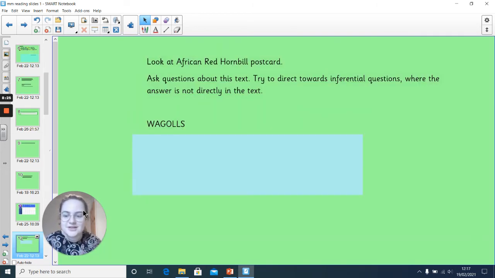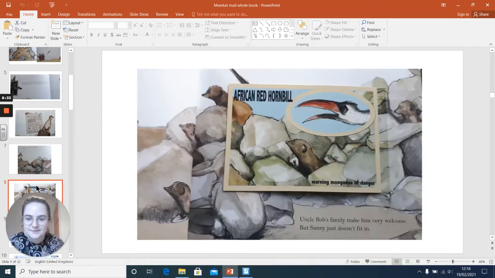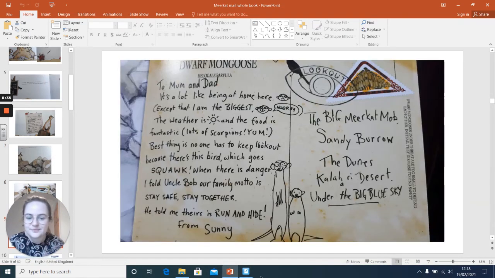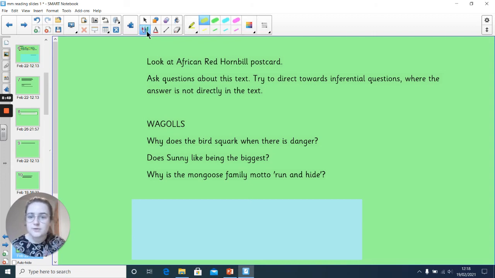Here are some good examples of some questions that I have written from looking at the African red hornbill postcard, which is this one here. I have thought about the bird that squawks when there is danger. That's funny, isn't it? So I have asked the question, why does the bird squawk when there is danger? I've started it with a question word and a capital letter, and I've ended it with a question mark.